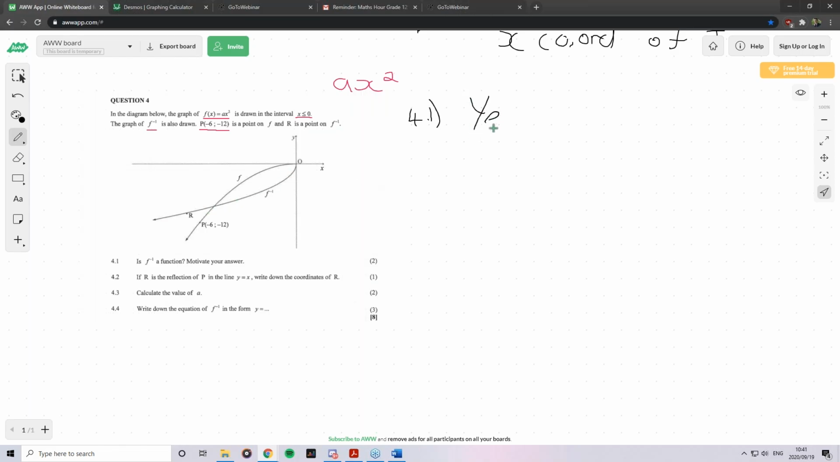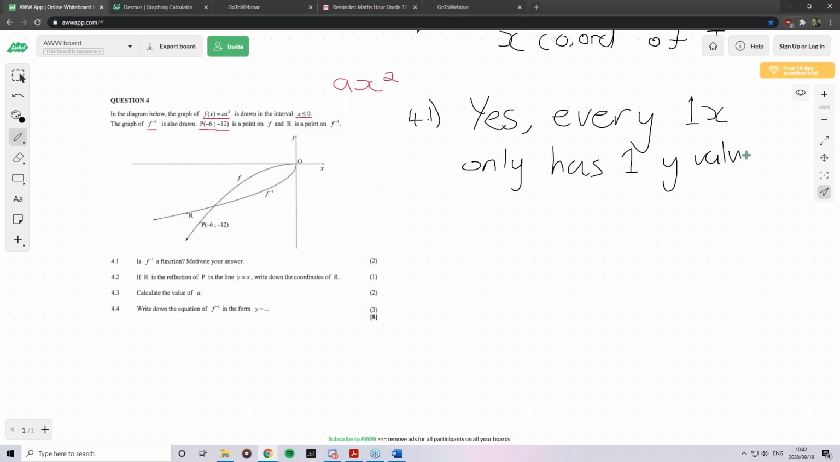So we say yes, it is a function. And we say because every one x only has one y value. There are many different ways you can word this. Maths is not too finicky about how you answer these types of questions, but this is two quick marks. It's a function because for every x there is only one y value. So for every x in the domain, there's only one y.